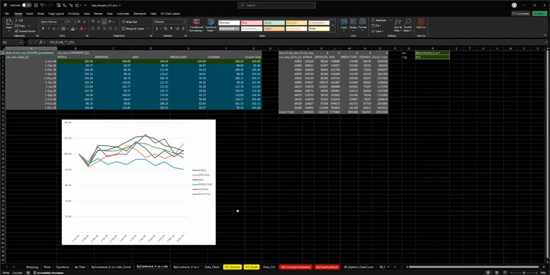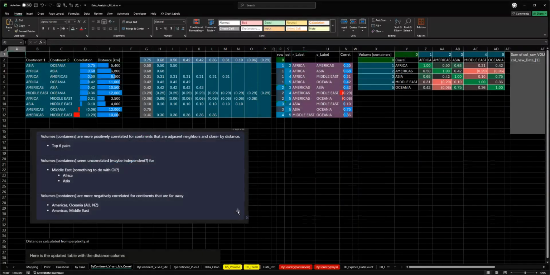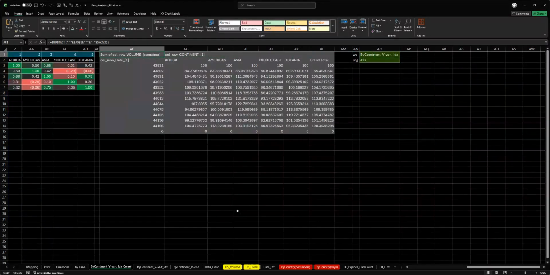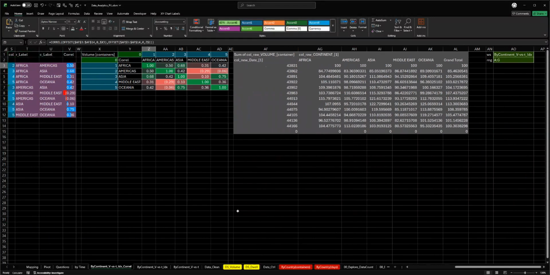So this is the change. If we look at container numbers, then based on an index, right, for the year 2020, then we have this index time series for each continent. Then we can do correlations on. So on this tab, I pull in the data from the index page, and then I do correlations here by just offsetting the number of columns accordingly.